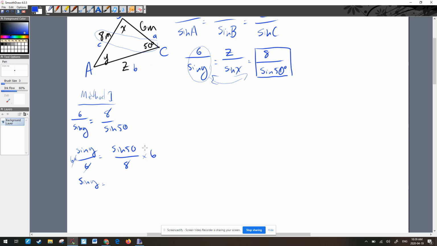Now, you could take that and put it into your calculator. You could do that, but it would be better if we did it all in one go. So I'm just going to rewrite it. I'm going to say the sine of 50 over 8 times 6. Okay, that's what we're going to have.